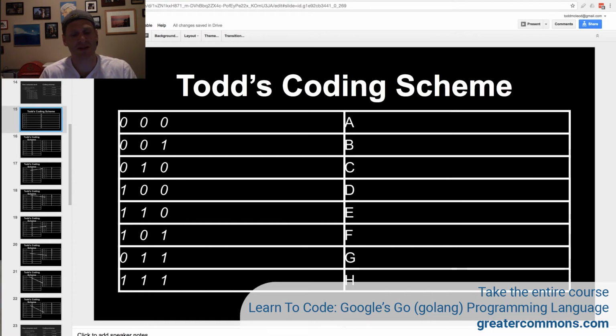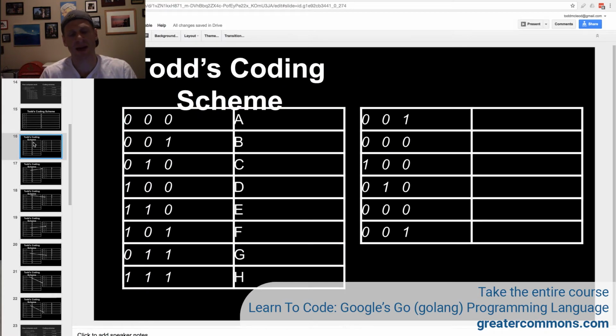So here's just another example of a coding scheme I made up. I'm going to allow these arrangements of circuits in an on-off state to represent different letters of the alphabet. So these 3 offs, 0, 0, 0, will represent A, 0, 0, 1 will represent B, so that's off, off, on, if we were to actually look at the state of the circuit.